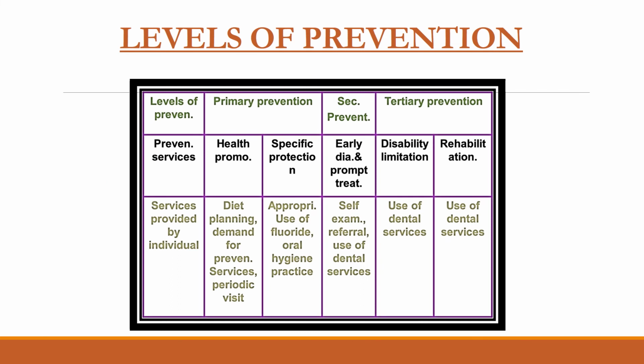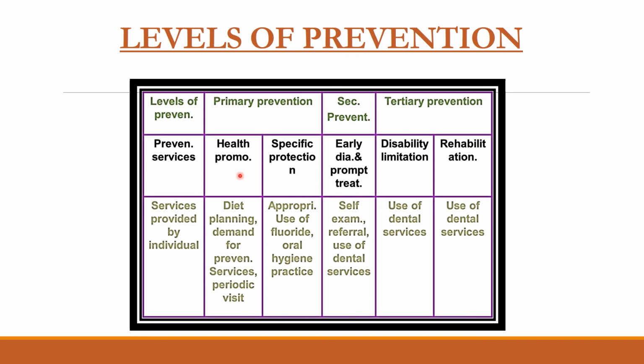Levels of prevention. In general epidemiology, we have covered what is primary prevention, secondary prevention, and tertiary prevention. Preventive services are services provided by individuals like health educators or school dental nurses; they can do this type of prevention.